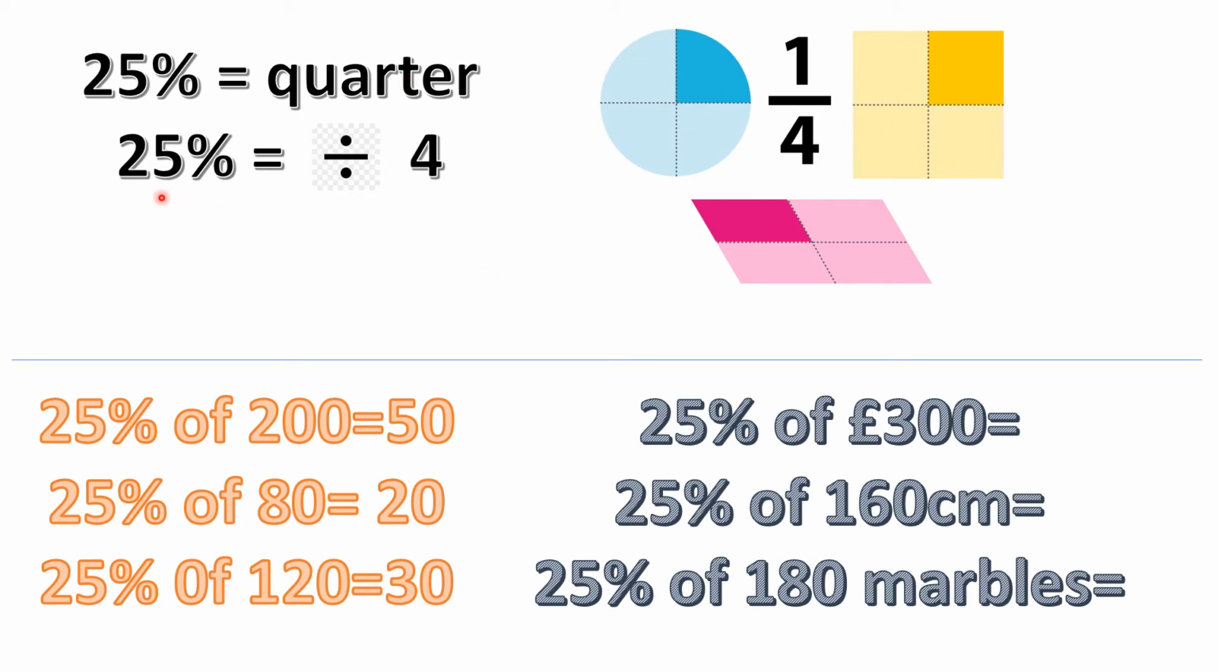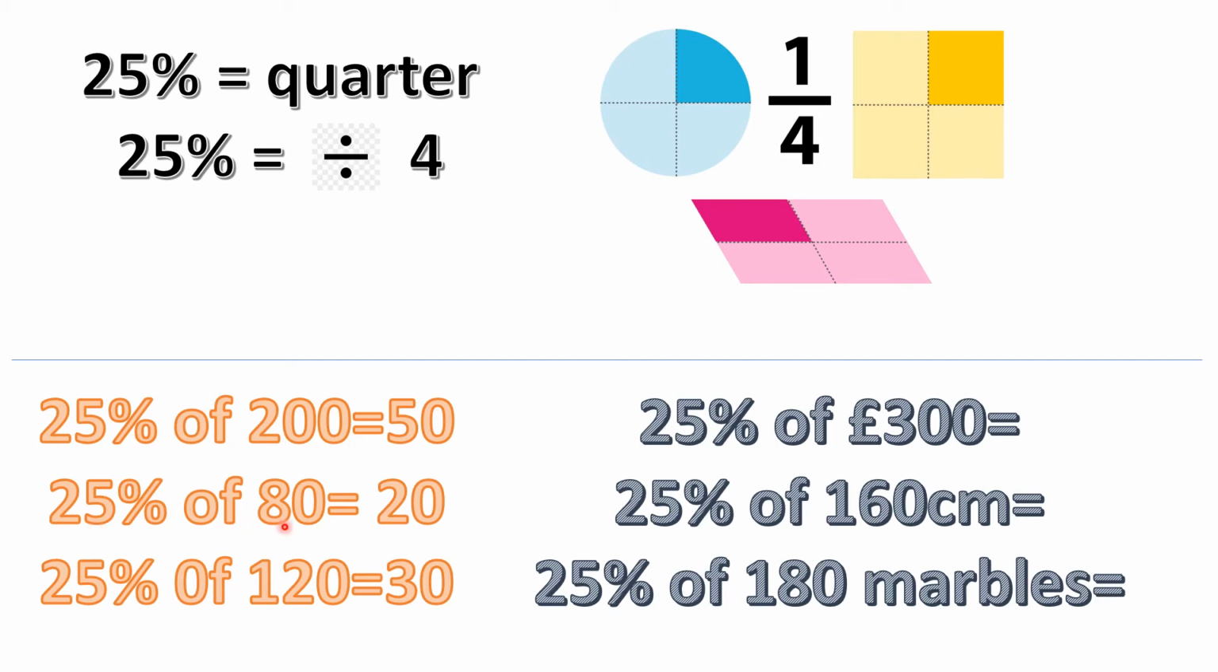And the way we work out a quarter of a number is just by dividing it by 4. Very easy method. A very easy way to do it is halve the number and then halve it again. Okay, let's have a look at some examples. 25% of 200. Let's divide 200 by 4. So half of 200 is 100 and half of 100 is 50. Okay, so the answer is 50.